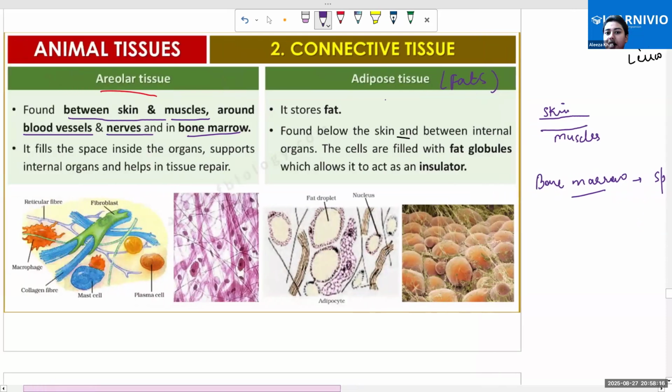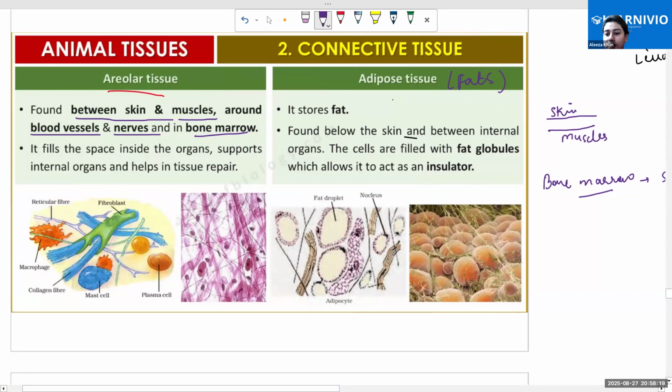So you can find it around this also. Now this is present between the spaces. What could be the function of it? So it will be responsible for filling up the spaces inside the organs, supporting the internal organs, and helping in the tissue repair. This areolar tissue is providing a layer. Okay, this is a kind of layer which is around these structures and is filling up the spaces between them. Okay, now coming on to the adipose tissue.